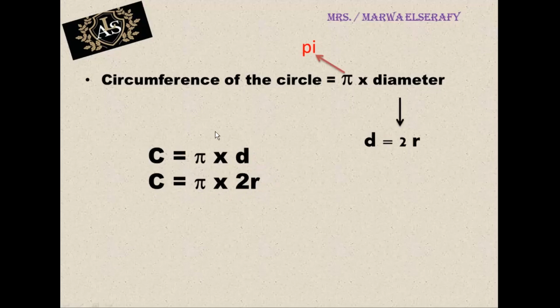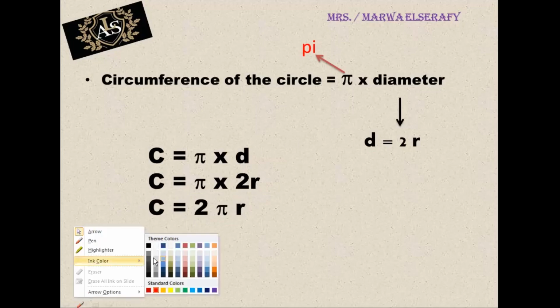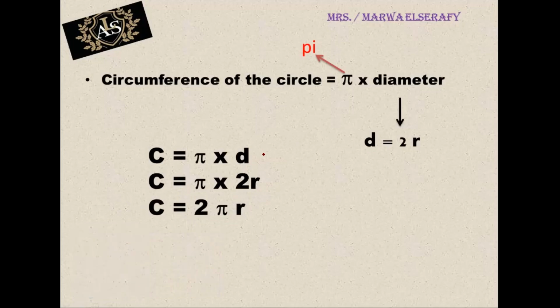So I have two rules for the circumference of the circle. One according to its diameter, and the second according to its radius. If he gives you the diameter, you will use the first one. If he gives you the radius, you will use the second one. We can write the second rule as 2 pi r, and we can also write the first rule as pi d without the multiplication sign.